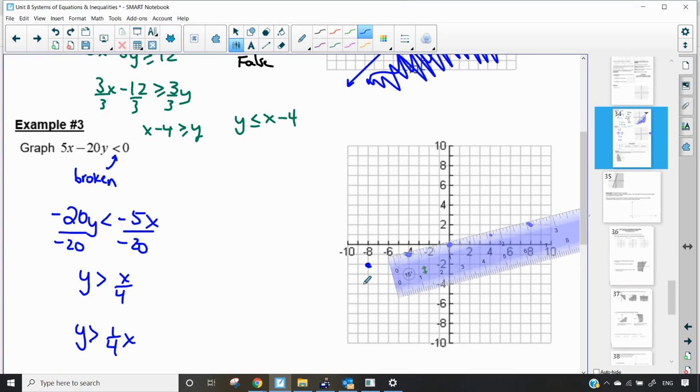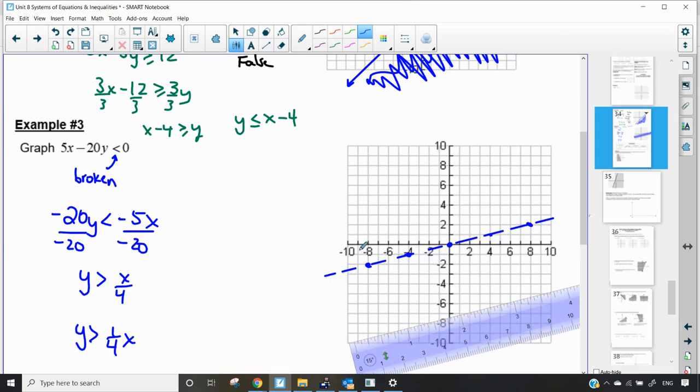Now once again, we're going to grab our ruler and line it up with our dots. We're going to make sure that our boundary line is dotted or broken. And then we're going to pick our test point. Now notice this time our boundary line goes right through the origin, so we cannot choose that as one of our points. So instead I've chosen to use (0, 10).